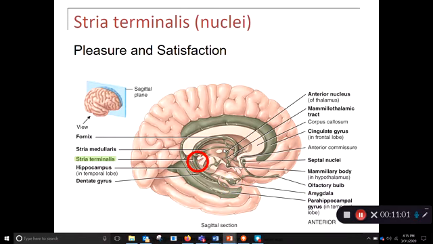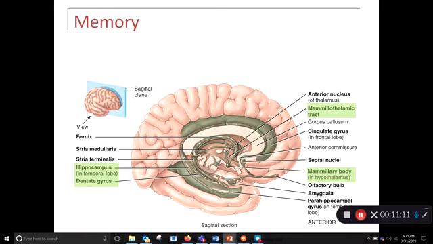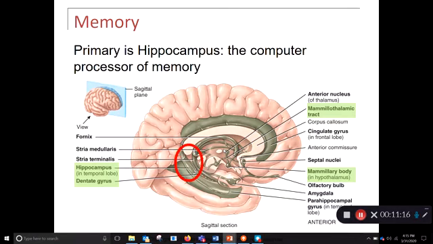This stria terminalis is a nuclei inside your limbic system. This is where you get your pleasure and satisfaction, or you interpret that pleasure and satisfaction. And the memory, you got all 4 of these doing something with it, but we're going to focus on the hippocampus itself. It is like the computer processor of memory. It is the place that you want to try and access something. It's going to pull all that data from the different hemispheres and put it all together.